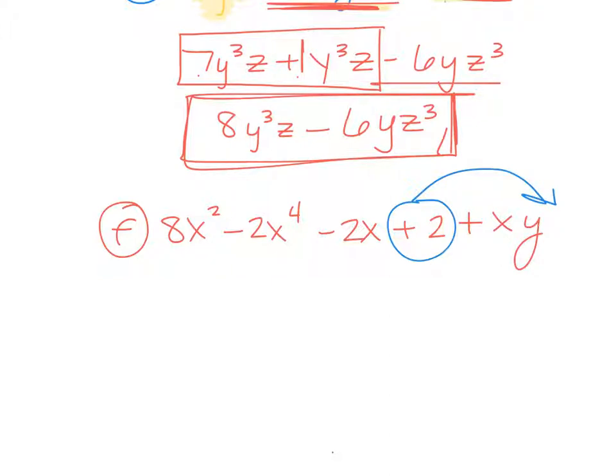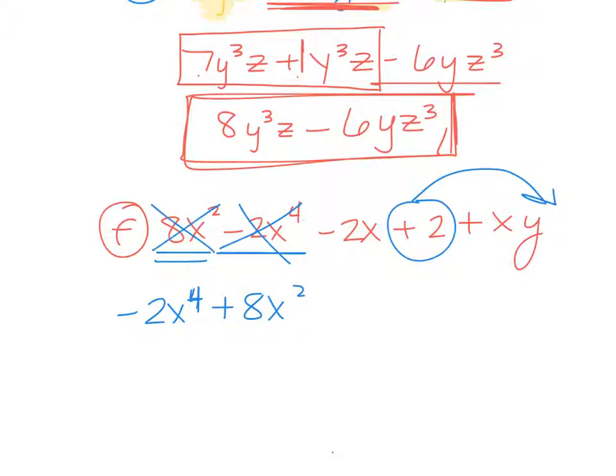So our biggest exponent right now is here. What is that number? Negative 2x to the fourth, okay? Make sure the negative comes with it. So negative 2x to the fourth. Okay, so this one's done. What would come next? 8x squared, so that's a positive, so we're going to say plus 8x squared. Okay, so we're done with that. What would come next?